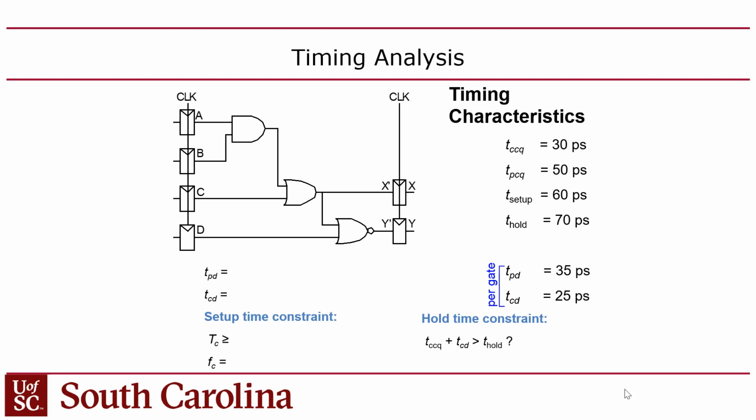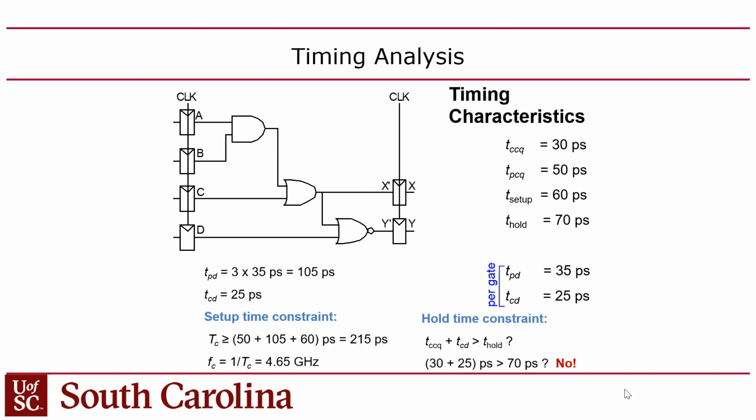So it's going to be 35 picoseconds times 3, which is 105 picoseconds. And then the contamination delay, you have to base this on your short path. So your short path is this one, D to Y prime. The shortest path here is one gate, which is 25 picoseconds. So the logic TPD and TCD is going to be 105 and 25 picoseconds. Sorry, the contamination delay is 25, right?